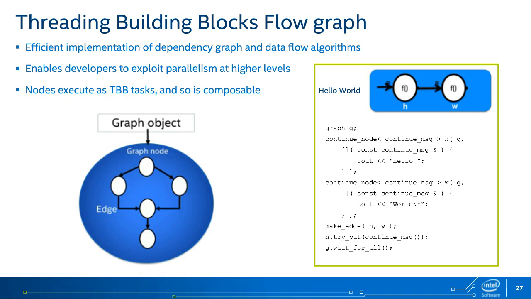When that work is done, so when the body of H is complete, a message will be sent from H to W, triggering W to execute its body. And it does this again by spawning a TBB task that gets scheduled onto one of the TBB worker threads. And lastly, in the example we call wait_for_all on G to wait for all of the activity in the graph to complete.